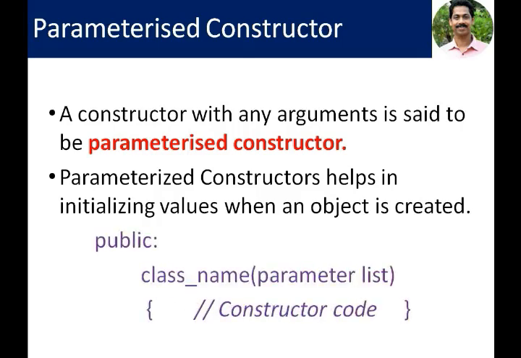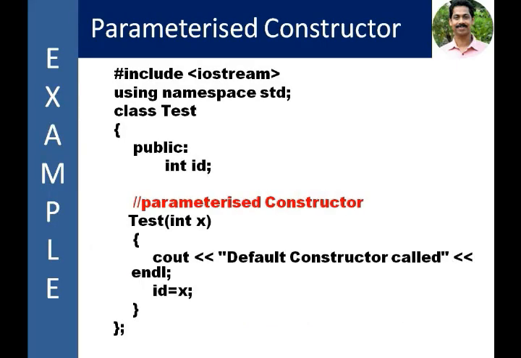The syntax is a little different than the previous one: class name, parameter list. We have already studied functions with parameters. The syntax of this constructor is exactly similar to that kind of function with parameters. Class name, parameter list, and within curly brackets the body of the constructor. Here is an example for a parameterized constructor. Class test, public int id, then test within brackets int x.